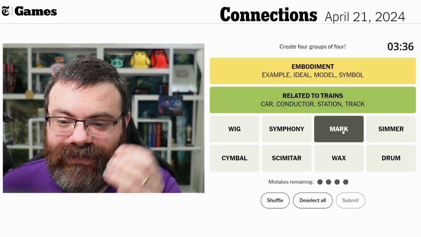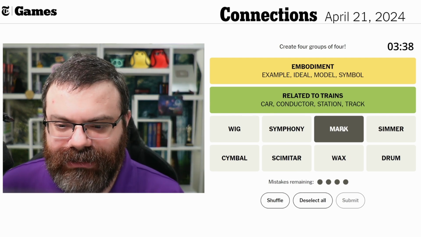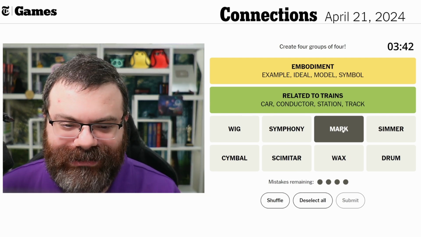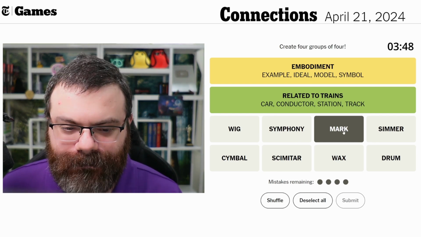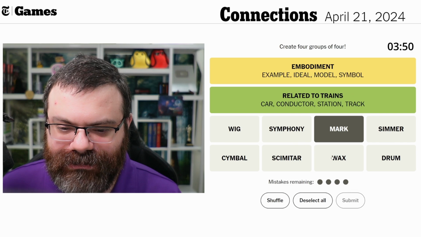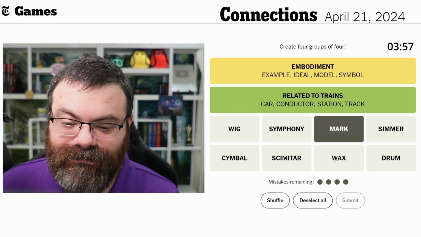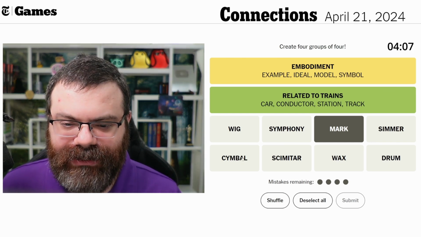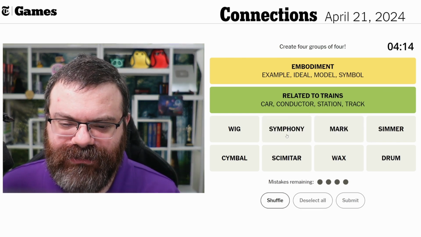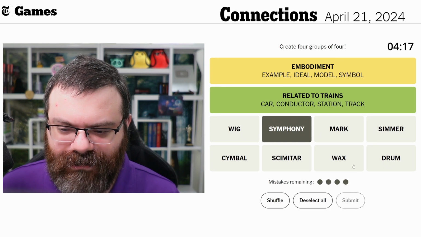How about mark? Like, are you marking something? Is it a person's name? Mark? On your mark, get set, go. That sort of thing. A mark as in like where you need to stand. We've also got wax, which is a bit strange. Like, what would wax go with? Like wax and wane? Or just the material? Drum and cymbal are still there. We've got symphony. Bittersweet symphony. Bittersweet wax.